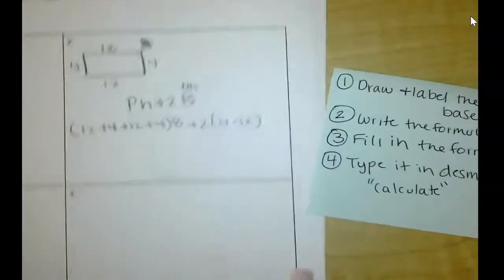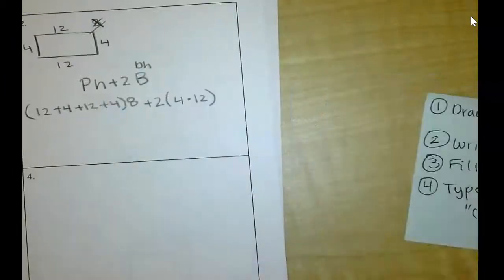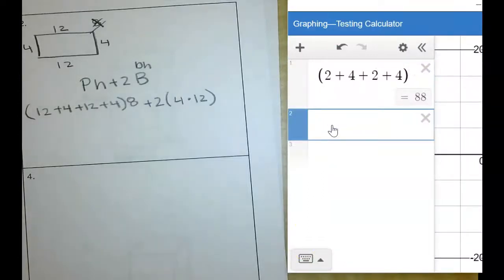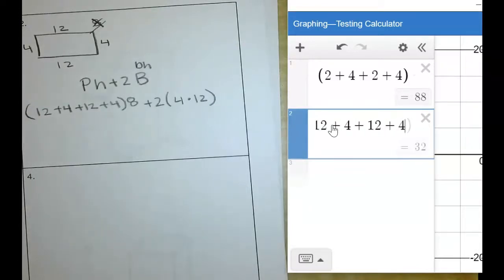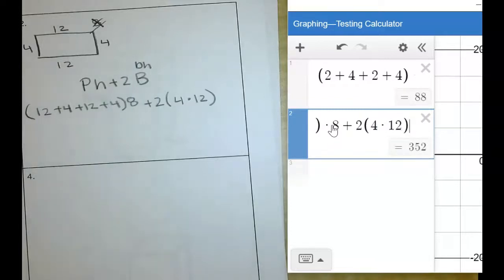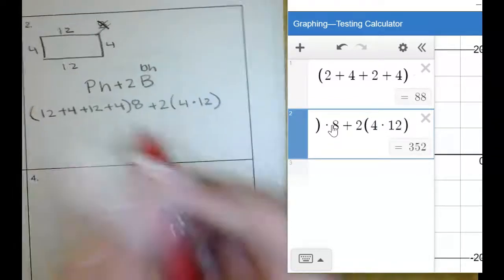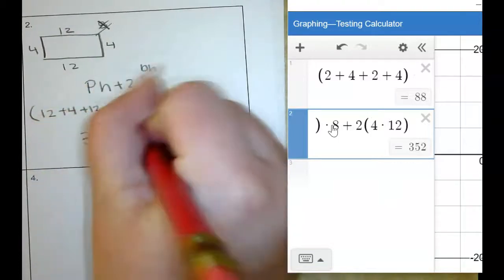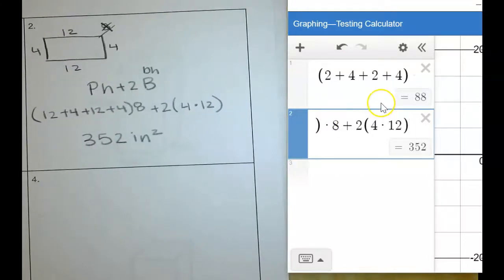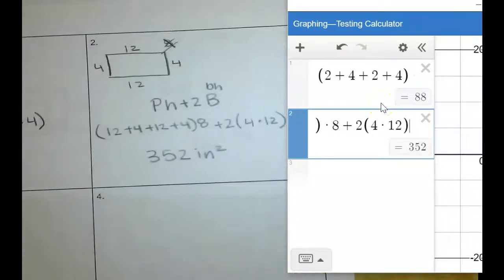And now you go type it in Desmos: 12 plus 4 plus 12 plus 4, close, times 8 plus 2 times 4 times 12. So you get 352, and this was also square inches, okay? All right, that's number 2. Let's look at number 3.